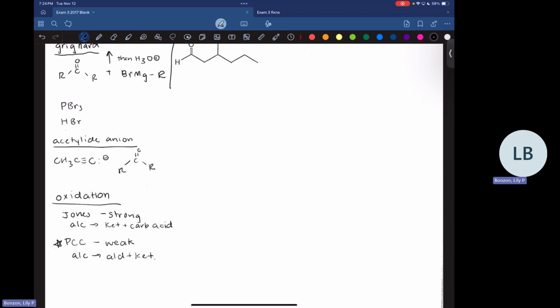This one's really important because if you use Jones to form an aldehyde, it's going to be counted wrong because the strong oxidation reactions will not stop at an aldehyde. They would keep going. So your synthesis would technically be wrong if you use that reagent.